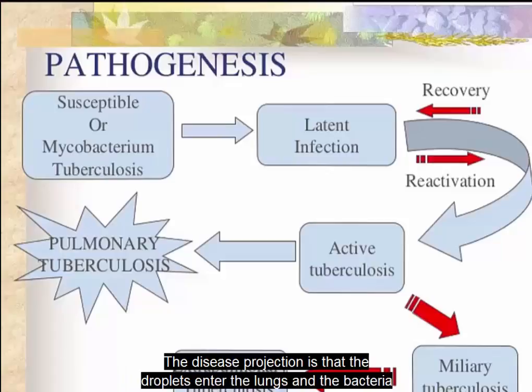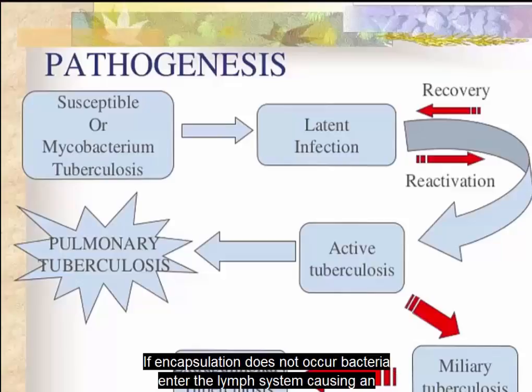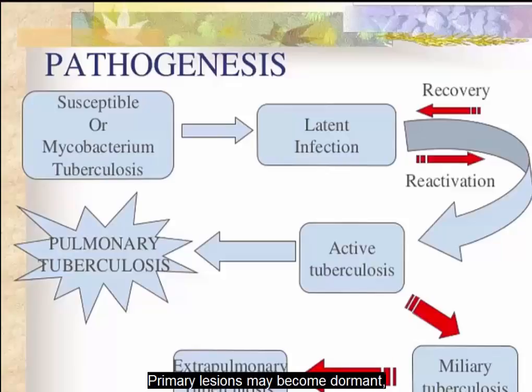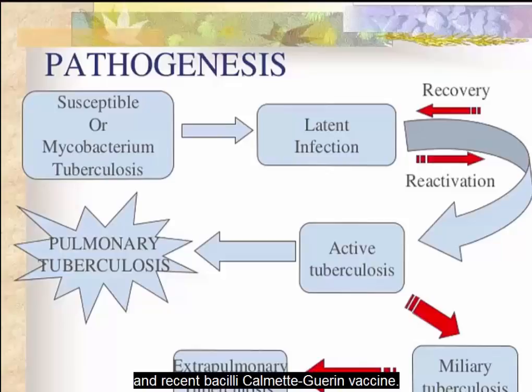The disease progression is that the droplets enter the lungs and the bacteria from the tubercular lesion become encapsulated. If encapsulation does not occur, bacteria enter the lymph system, causing an inflammatory response. Primary lesions may become dormant but can be reactivated, leading to secondary infection. Review the patient history. Was there past exposure to tuberculosis? A recent history of respiratory influenza? Previous tests for tuberculosis? And recent bacille Calmette-Guerin vaccine.